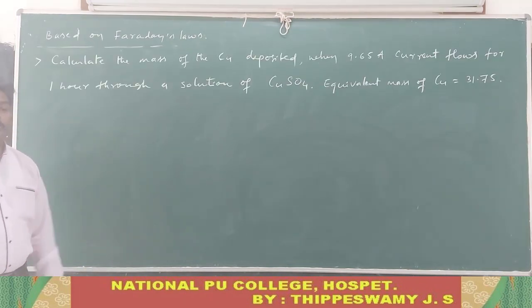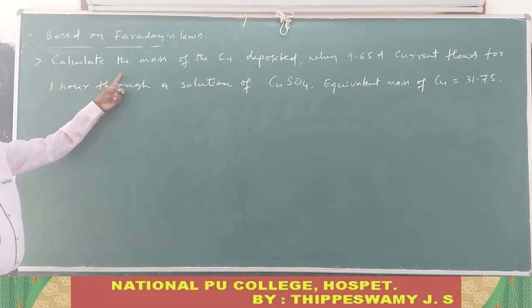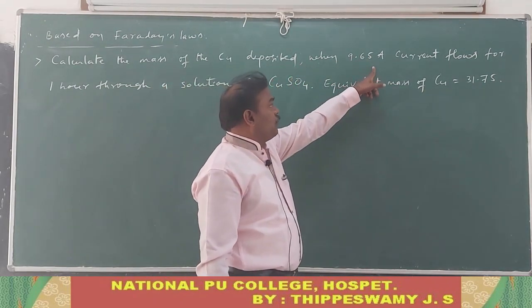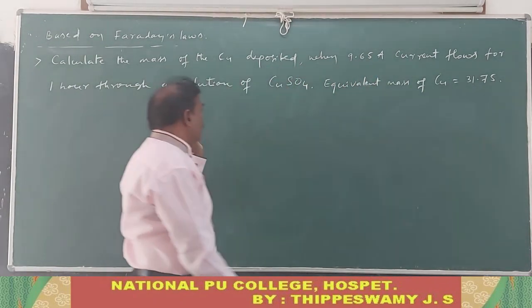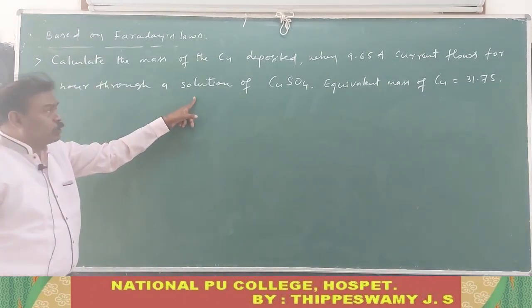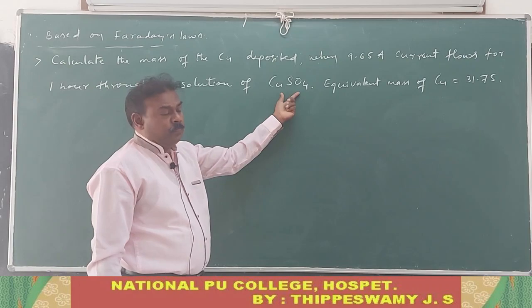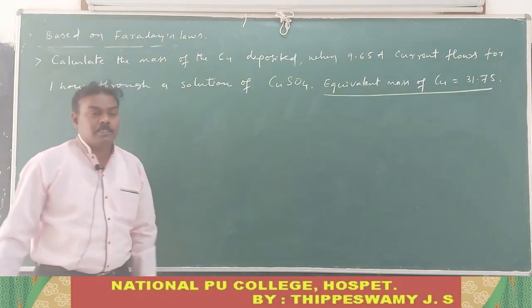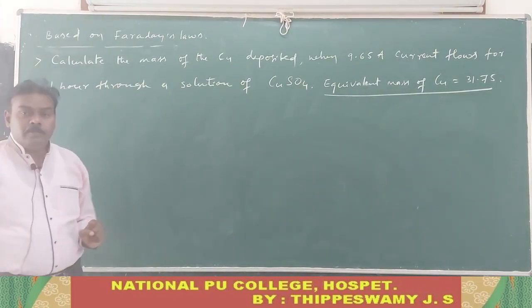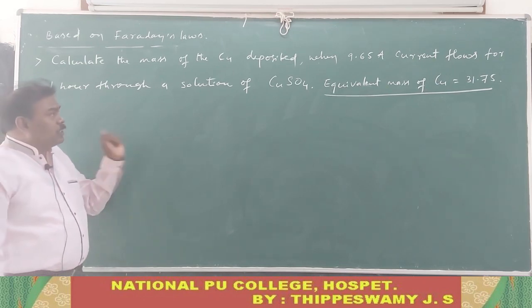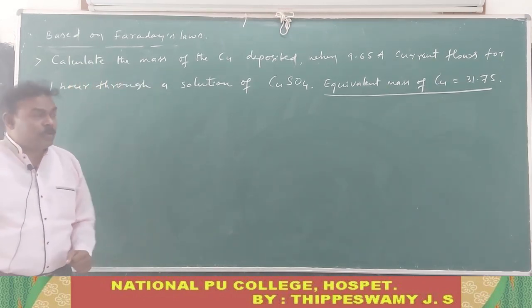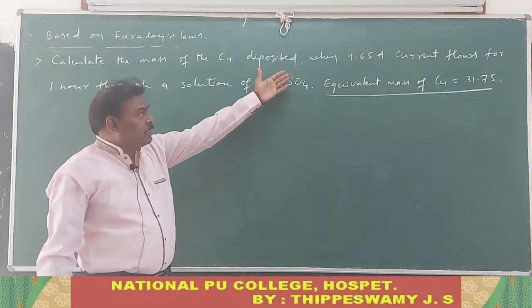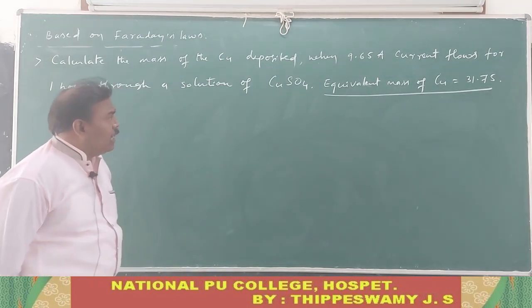Okay, next one we will see. Calculate the mass of copper deposited when 9.65 amperes current flows for 1 hour through a solution of copper sulfate. It is given that the equivalent mass of copper is 31.75. By using this data, it is possible to find the mass of the copper deposited. How much copper is produced at the electrode by passing 9.65 amperes current for 1 hour?